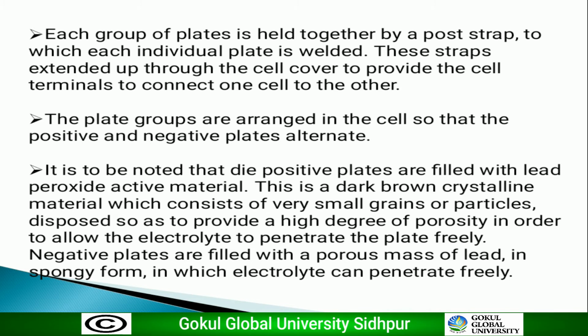disposed so as to provide a high degree of porosity in order to allow the electrolyte to penetrate the plate freely. I will discuss these electrolytes later. These electrolytes make contact with this active material and transfer ions, or we can say electrons. Negative plates are filled with a porous mass of lead in spongy form in which electrolyte can penetrate freely.